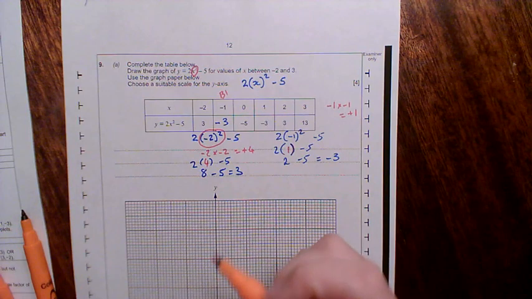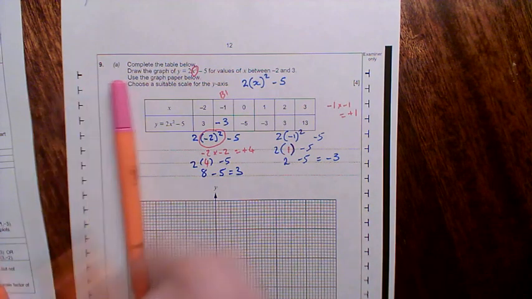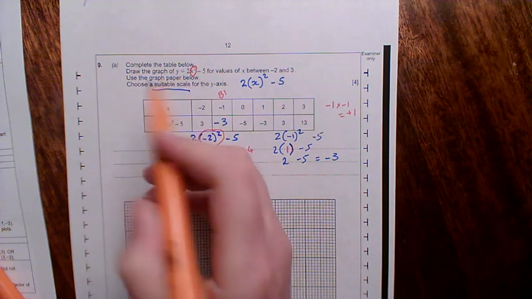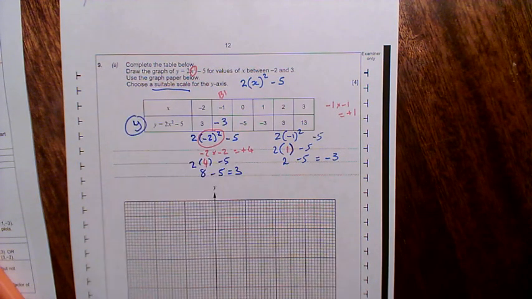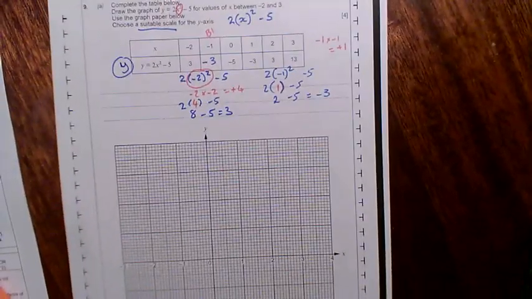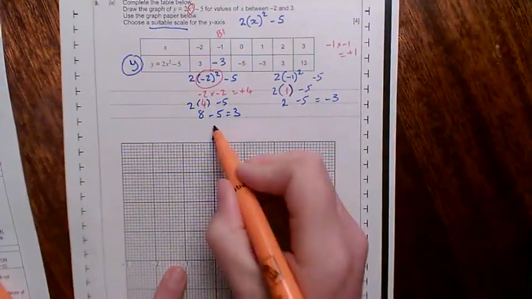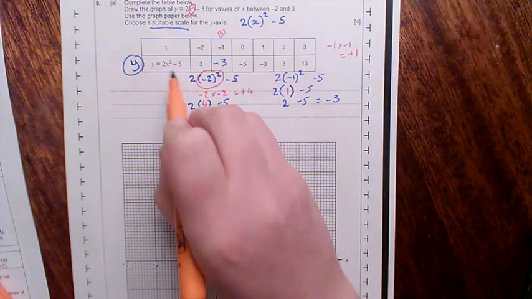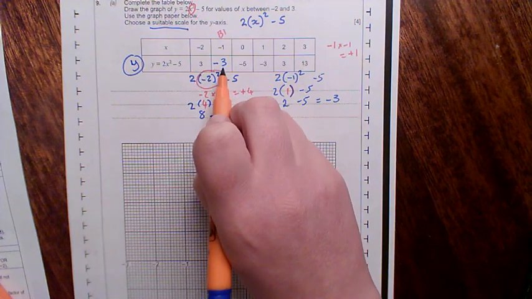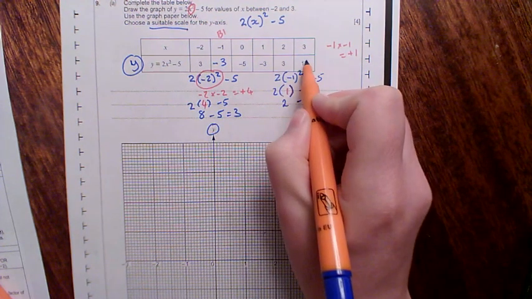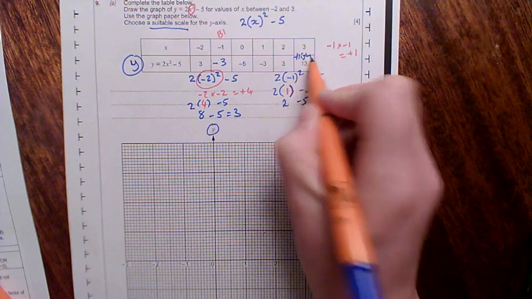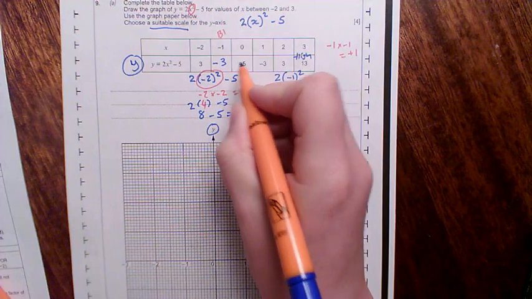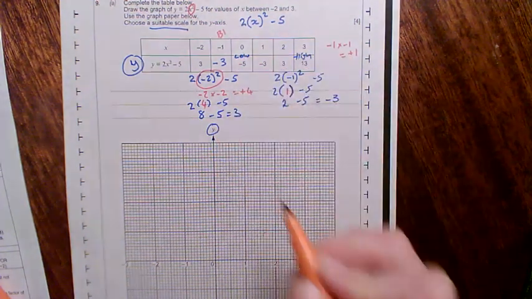Okay, now you need to use the graph paper below and choose a suitable scale for the y-axis. This is the y-axis. They've given you the x-axis, that's the one going across. You need to work out a scale for the y-axis. The y-axis has to go up to 13. That's the highest. So our axis needs to go up to 13 and it needs to go down to the lowest number, which is minus 5.